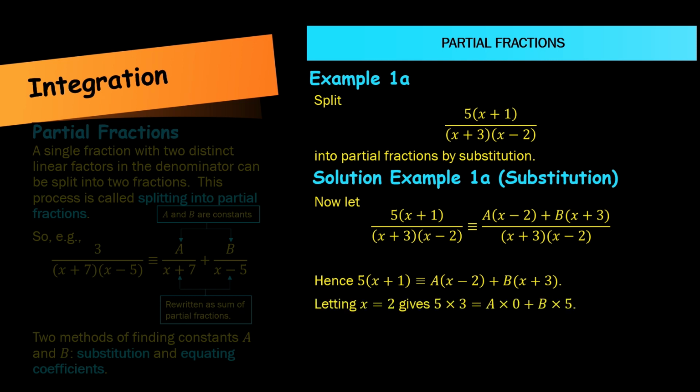If we let x equal 2, and we do this in order to get rid of the a term, we obtain 5 times 3 on the left-hand side, and a times 0, this was what we were trying to do, get rid of the a. So a times 0 plus b times 5 on the right-hand side. This gives us b equals 3.